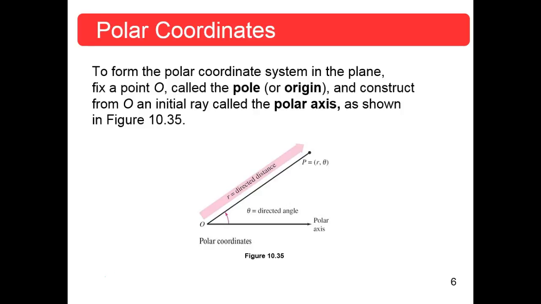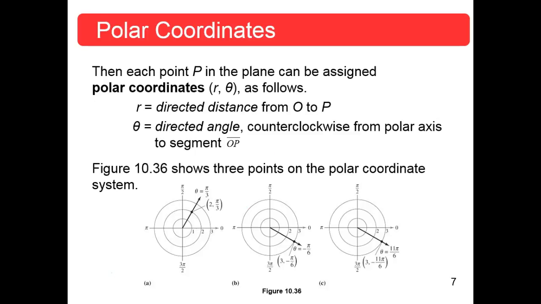And what angle do you subtend when you go from there up to the point P? Okay, the horizontal plane from the origin up to that point P. r is the distance that you are from the origin, the pole, and the angle is how far you rotate it from that pole. Okay? The directed angle. So it's a pretty simple system. Okay? Each point P in the plane can be assigned a polar coordinate, (r, theta), where r is the directed distance from the origin to that point, and theta is the directed angle, counterclockwise from the polar axis to the segment OP.